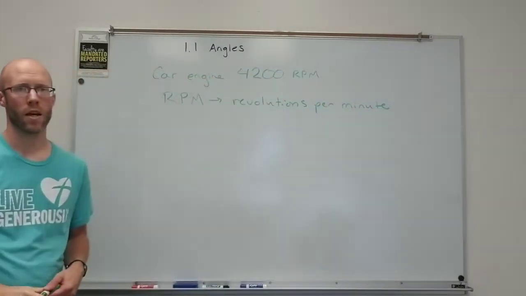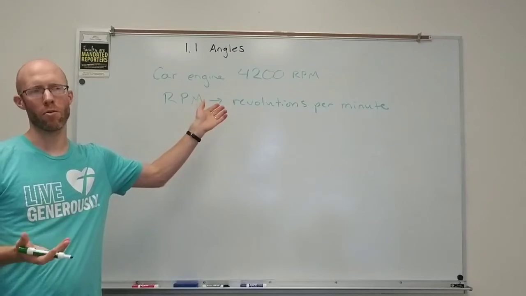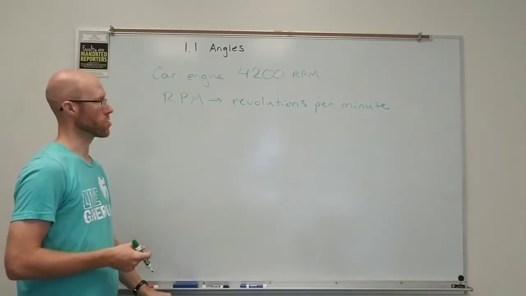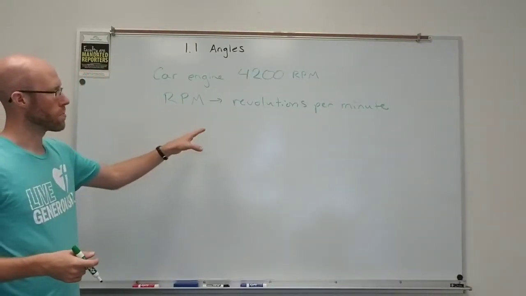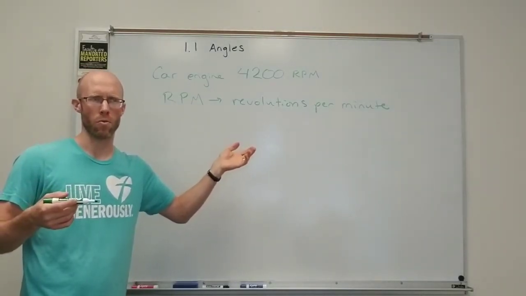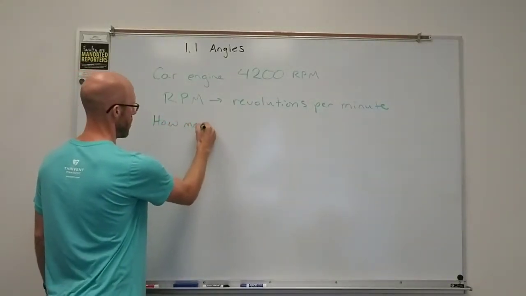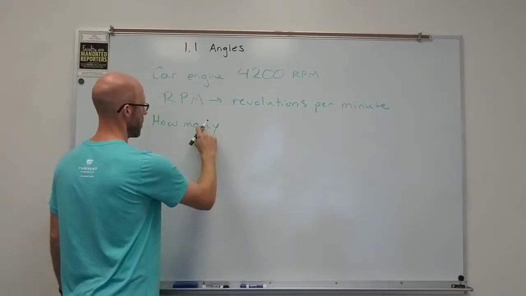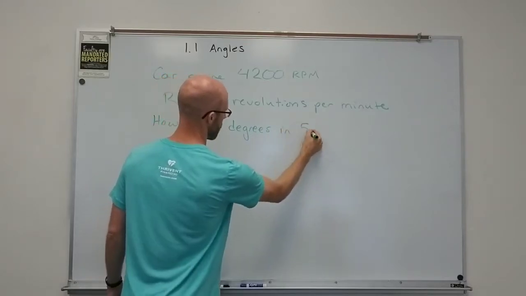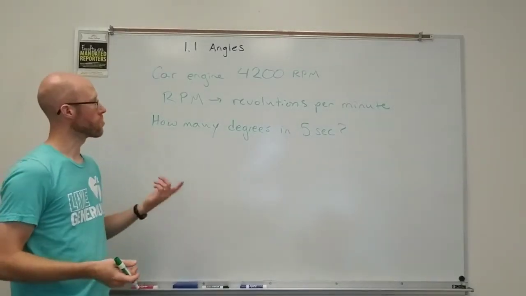Now it's going to be important to know that, or some of these other abbreviations like miles per hour, mph, and stuff like that. So you're going to want to know what these units are. So if we've got revolutions per minute, and let's say we wanted to know how many degrees would be turned through in 5 seconds. So how many degrees in 5 seconds? To find that answer, we need to do some conversions.